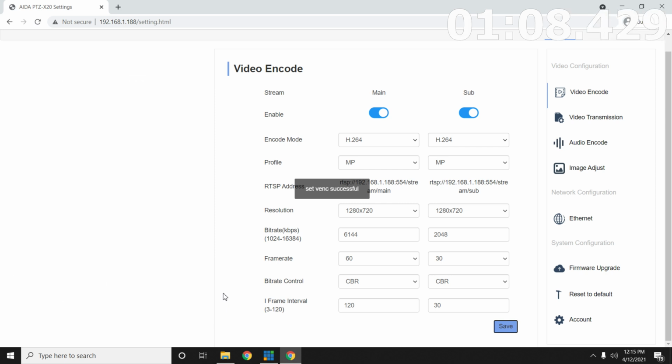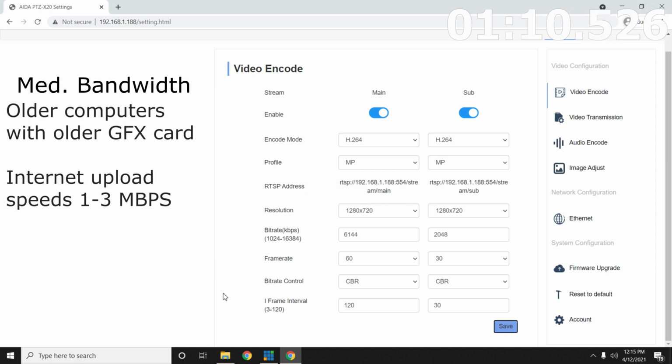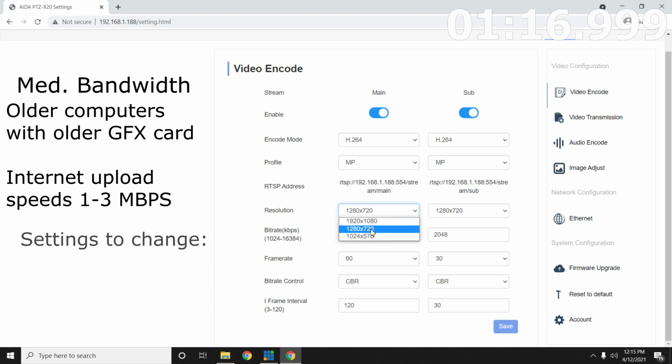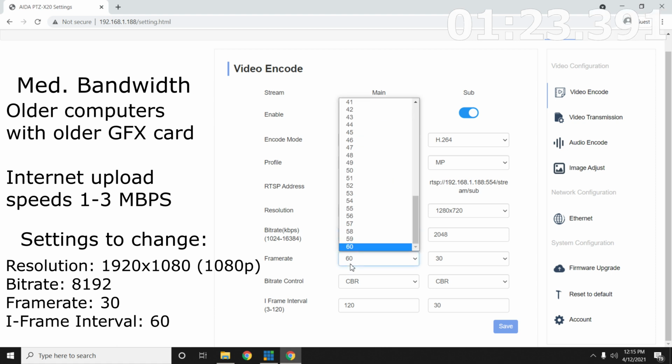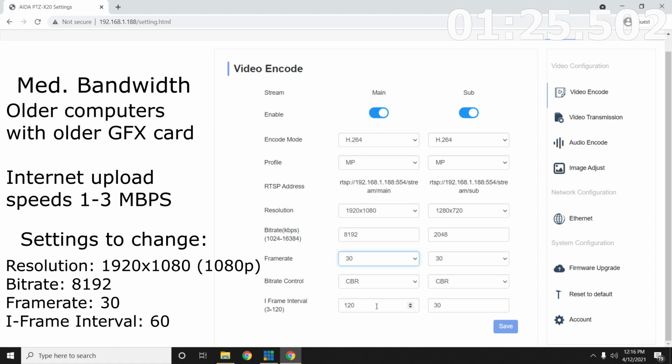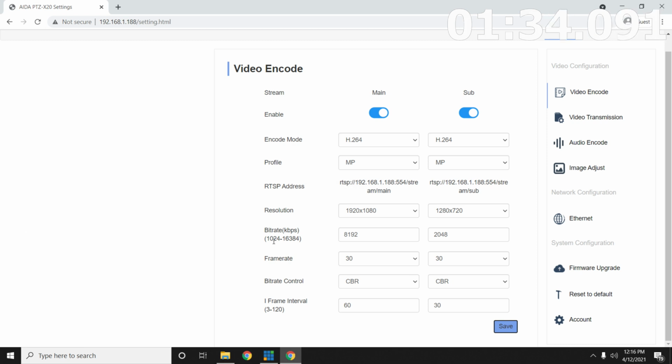Now, moving on to medium bandwidth, this is a computer that may have a graphics card or a lower end graphics card, and your upload speed's a lot faster, probably a little bit more than 1 MB per second. We're going to go ahead and change this back to 1080p. We're going to double the default bitrate, which was 8192 now. Change the frame rate down to 30. And we're going to change the iframe interval down to 60. So notice for the iframe interval, I'm just doubling whatever the frame rate is. So this is medium.